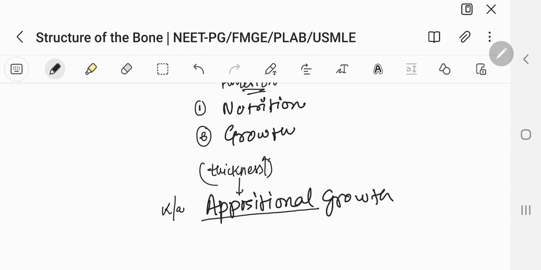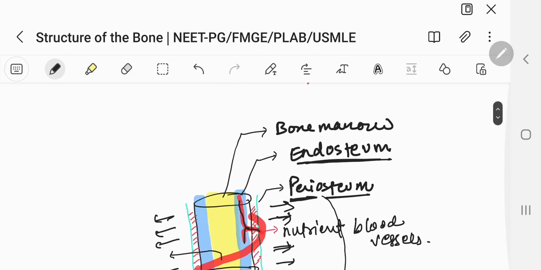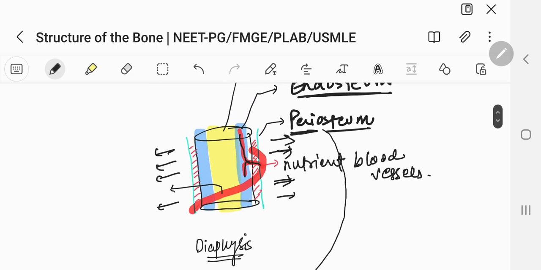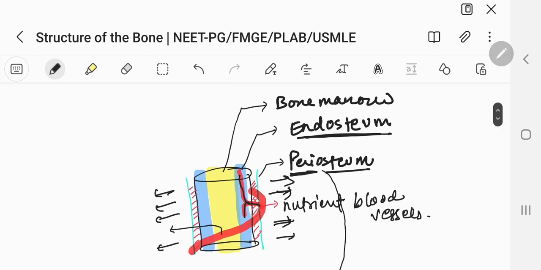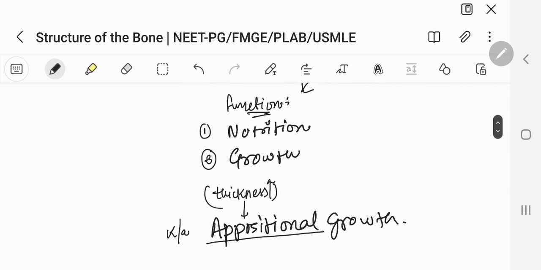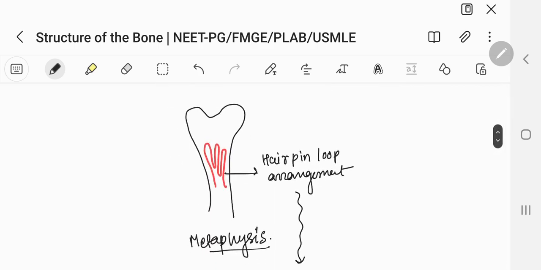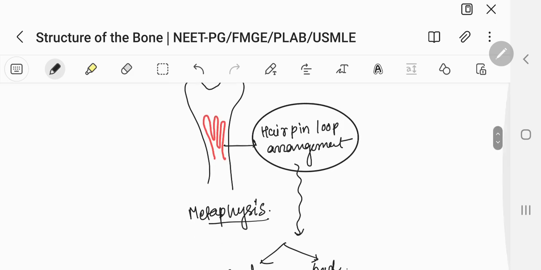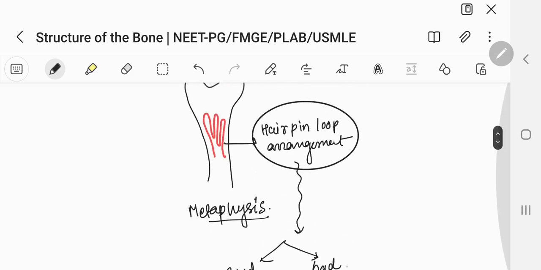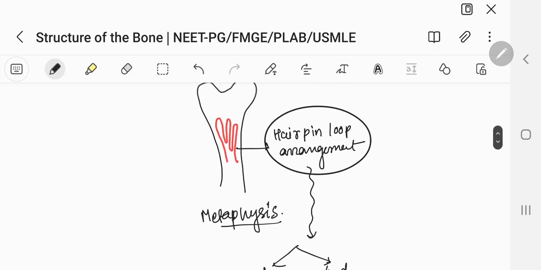Okay, so what have we seen? We have seen diaphysis, which is basically the shaft, and which has bone marrow, right? Now let's look at the metaphysis. What is the speciality of metaphysis? Well, the speciality of metaphysis is that there are too many blood vessels arranged in a hairpin loop arrangement. So the question is, what is good about this arrangement and what is bad about this arrangement?